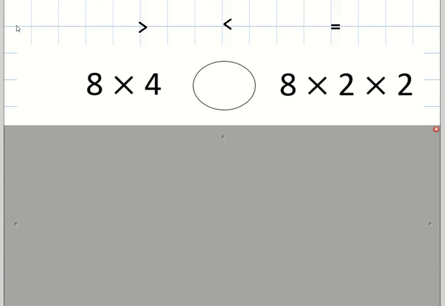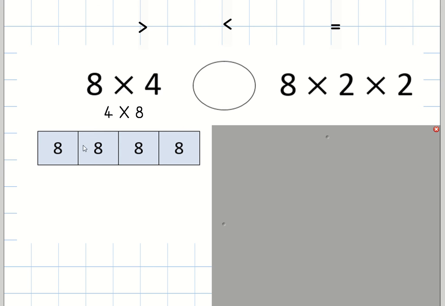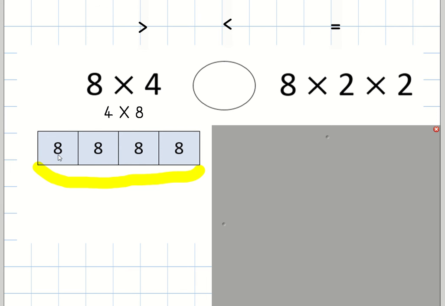We've got another one here, and it says 8 times 4, and we've got 8 times 2 times 2. So have a think, if we have 8 lots of 4, which is the same as 4 lots of 8, how many are we going to have? Let's have a look. So we've got 1, 2, 3, 4 lots of 8. So if we're thinking of our bar model there, we want to think how many do we have in total? So we've got 8, 16, 24, 32.